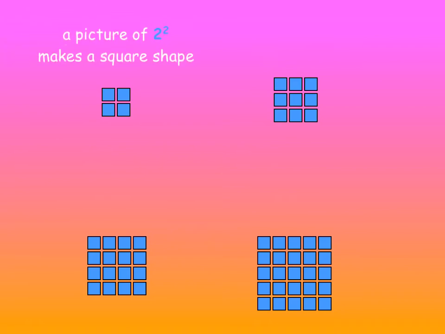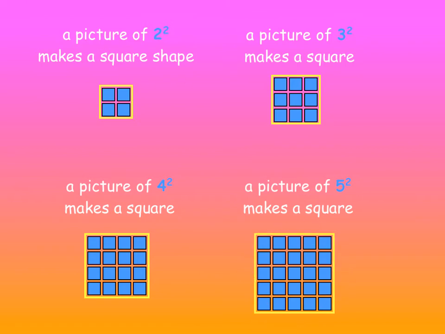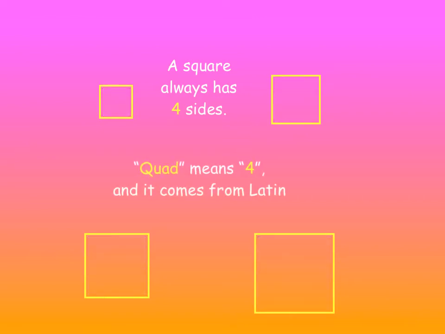A picture of 2 squared actually makes a square shape. A picture of 3 squared also makes a square. That's why we call it 3 squared. And a picture of 4 squared makes a square. 5 squared also pictures a square. A square always has 4 sides. Quad means 4, and it comes from Latin.